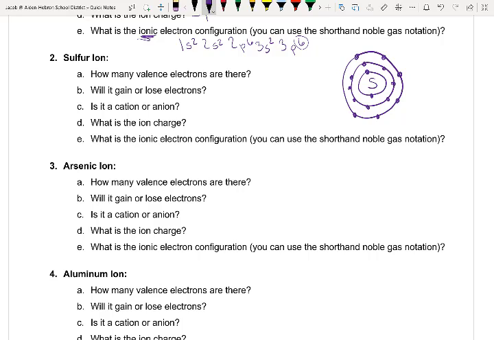Alright, so this one is going to have 16 electrons total. This outer shell here for your valence electrons right now has 6 electrons in it. Again, full shells like to have 8, so it is going to be easier for it to gain 2 electrons than it is to get rid of those 6. So how many valence electrons do we have? We have 6 valence electrons. Will it gain or lose electrons? We are going to gain 2 electrons.